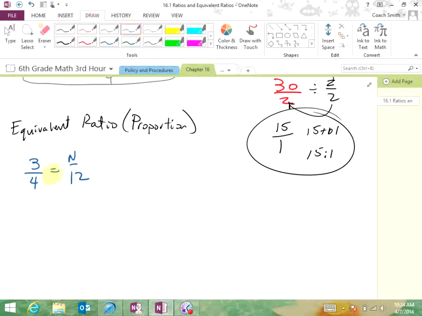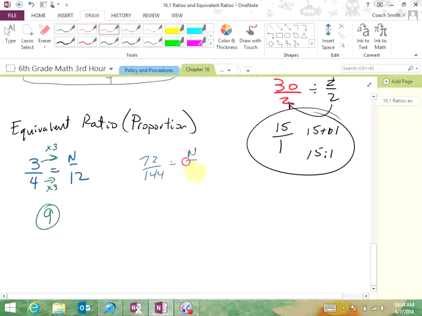Okay, so what did we do to 4 to make it 12? Multiplied by 3. So we got to do the same thing to the top. So what is n equal to? 9. So the missing number is 9. Let's look at this one. 72 over 144 equals n over 16.